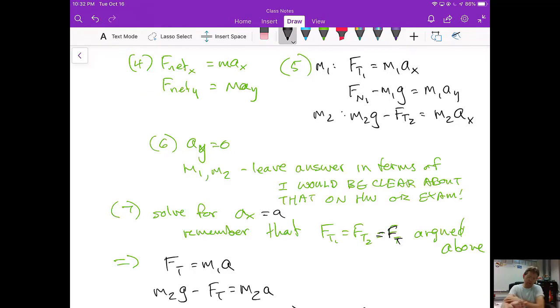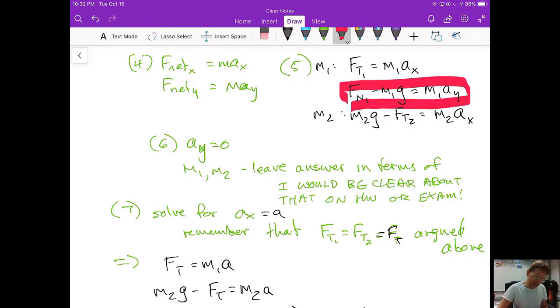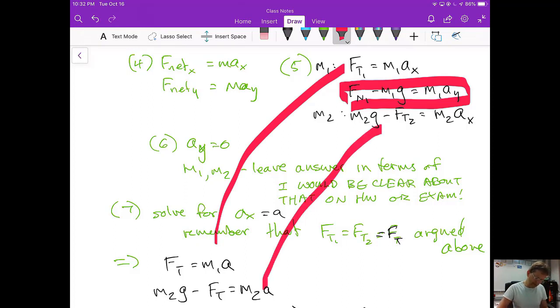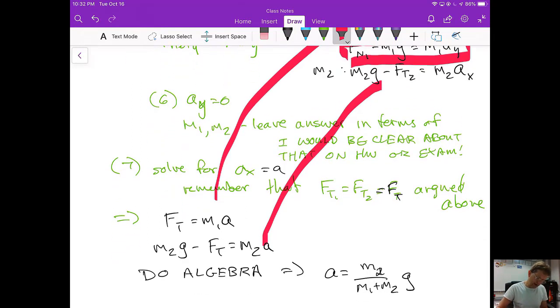Solve for the acceleration. So now we're just going to solve for a sub x, which I'm just going to call a because it's the only acceleration left. And remember that Ft2 equals Ft1. We're just going to call that Ft. Note that the second equation of these three simply tells us that the normal force is equal to the weight. It doesn't tell us anything about the motion. And so we're really just taking the first and the third equation and solving those together. Do the algebra, cancel out Ft, and you'll find that acceleration equals m2 over m1 plus m2 times g.